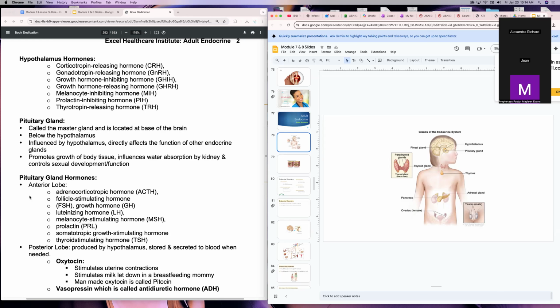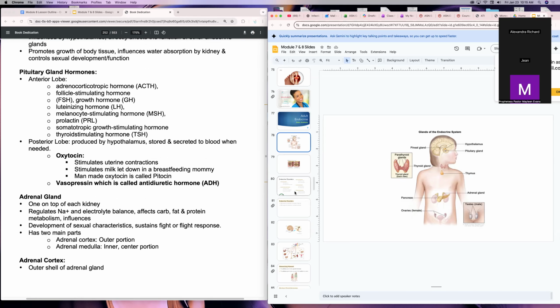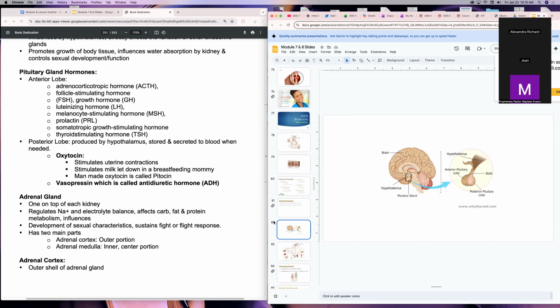The pituitary gland promotes the growth of body tissue. It influences water absorption by the kidneys and controls sexual development and function. So those are some hormones released by the pituitary gland. The pituitary gland has two main lobes, the anterior pituitary and the posterior pituitary lobes.